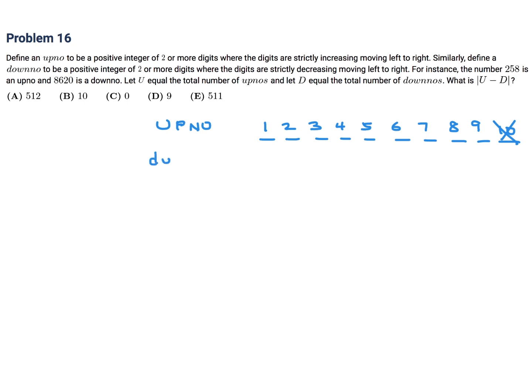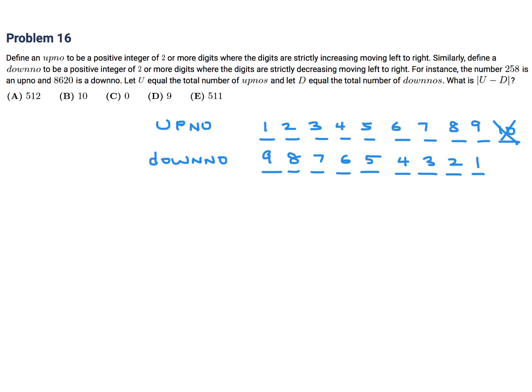And for a down number, the same kind of story, but this time it's got to be decreasing. So 9, 8, 7, 6, 5, 4, 3, 2, 1. Okay, so that's the absolute biggest.